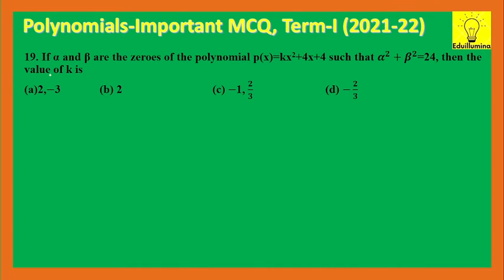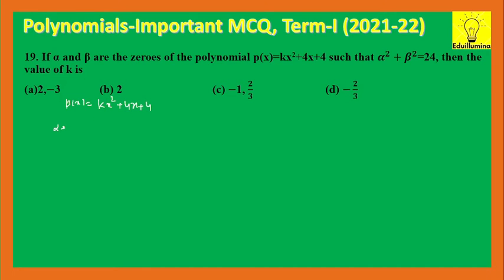Then if alpha and beta are the zeros of the polynomial kx square plus 4x plus 4, such that alpha square plus beta square is 24, then the value of k is. Again, this is a similar question as the previous one. So here the given polynomial is p of x is equal to kx square plus 4x plus 4.